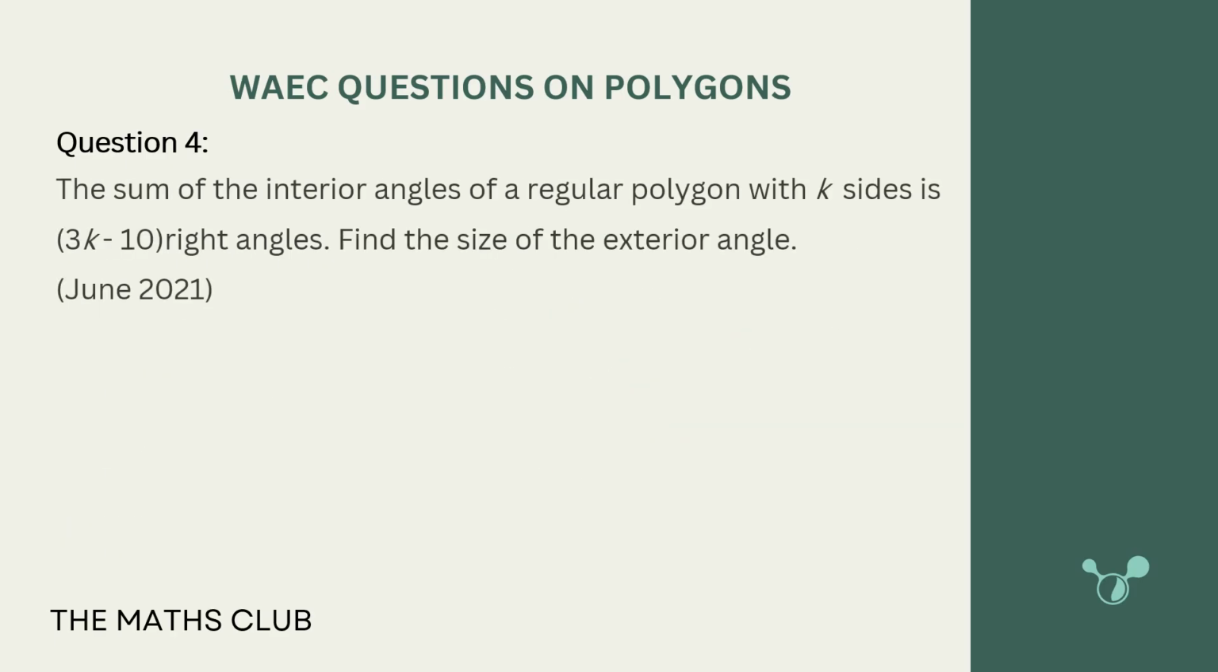Great. Question 4 now says that the sum of interior angles of a polygon with k sides is (3k minus 10) right angles. What do we know? What angles are right angles? Great, 90 degrees. So it now says find the size of the exterior angle. Taken from June 2021. Remember, I did not say find the size of the total exterior angle. Of course, that's already 360 degrees. What I'm asking to find there is the size of each of the exterior angles.